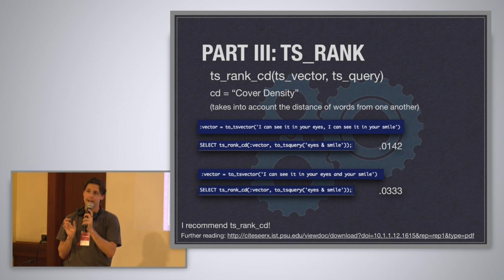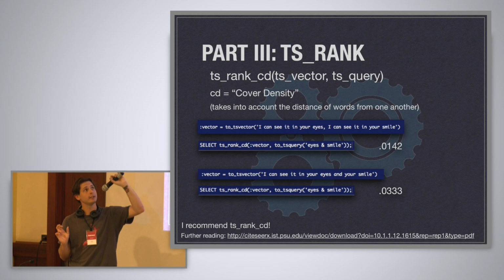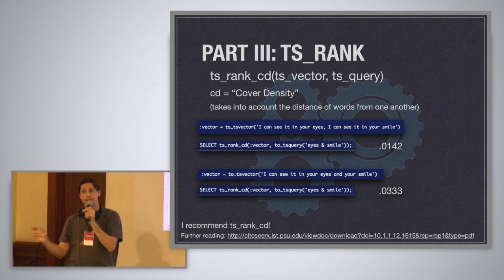So if we search for RubyDay, and we have a document which has Ruby at the beginning and day at the end, TS rank is going to rank that the same as if we have a document which has RubyDay together in a phrase. Whereas TS rank CD will say, oh, these words are really, really close together. This is probably quite a good match, and give it an additional weight. I generally recommend using TS rank CD.